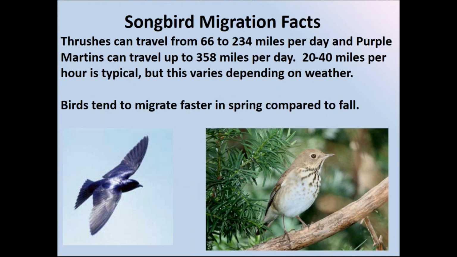And of course, this varies tremendously depending on the weather and the species and lots of factors. But here are some numbers for you. Thrushes maybe travel anywhere from 66 to 234 miles in a day. Purple martins can travel up to 358 miles on a good day. Typical speed might be 20 to 40 miles an hour. And of course, this varies.